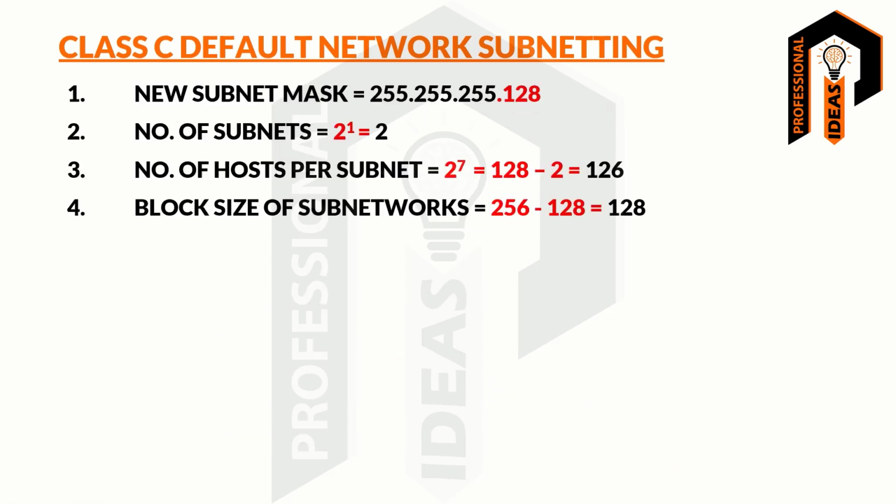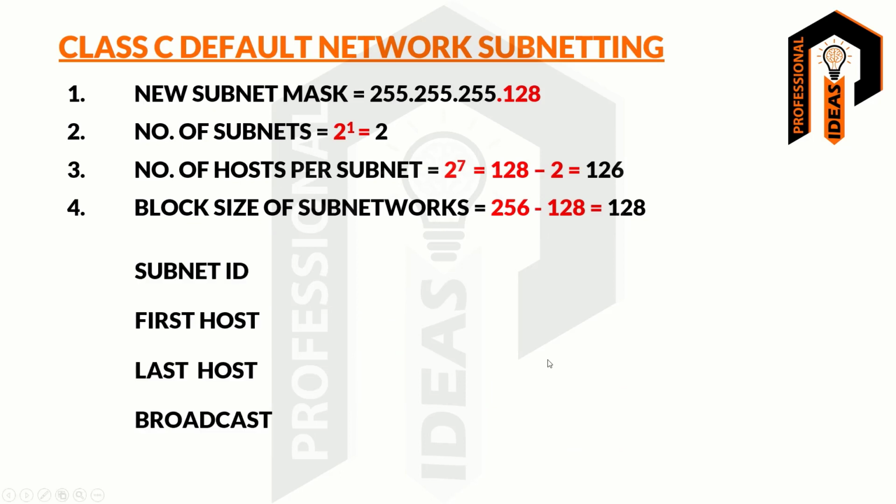Based on the values we got, let's generate our table of subnetting. The first subnetwork ID will be 0. Then we will keep adding the block size of 128 in the previous subnet ID until we get 256. So if we add 128 in our previous subnet ID, which is 0, we will get 128 as our next subnet ID. Now add 128 in the previous subnet ID, which is 128, we get 256. But we will not include 256 as our subnet ID because the maximum value of 8 bits is 255.